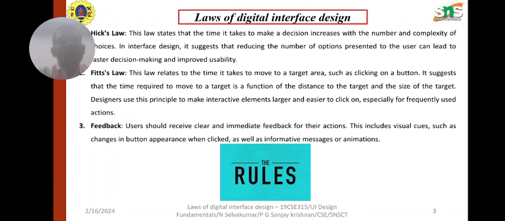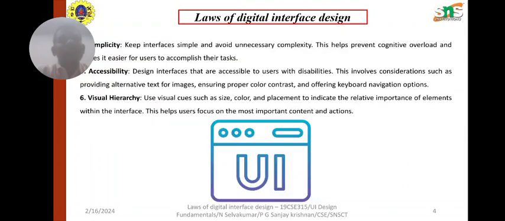That includes visual cues such as changes in button appearance when clicked, as well as informative messages and animations. Next one, simplicity. Keep interfaces simple and avoid unnecessary complexity. This is a main thing, because when users interact with a system or any software application, it will be easy to understand. This helps prevent cognitive overload and makes it easier for users to accomplish their task.